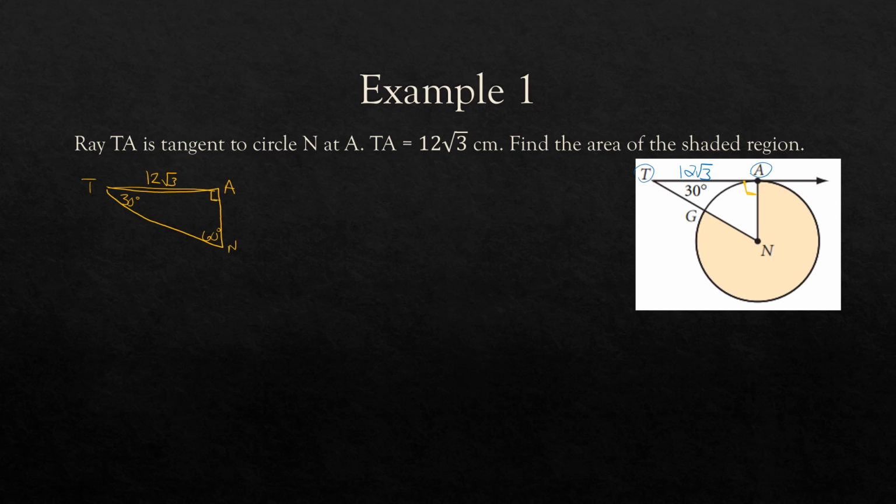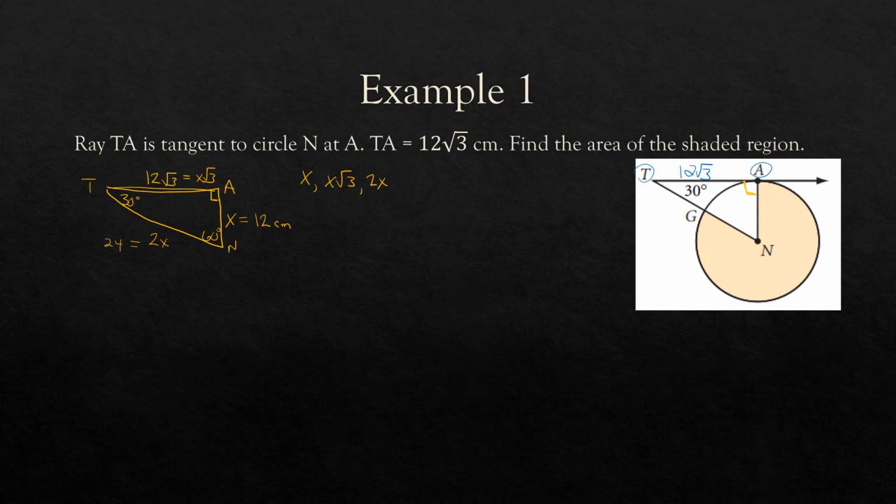The ratios of a 30-60-90 triangle are x, x square roots of 3, and 2x. X is the short side, x square roots of 3 is the longer leg, and 2x is the hypotenuse. If TA is 12 square roots of 3, and that is equal to x square roots of 3, then x must be 12. So this short leg is 12 centimeters. I don't even need the hypotenuse, although it would be 2 times 12, which is 24.